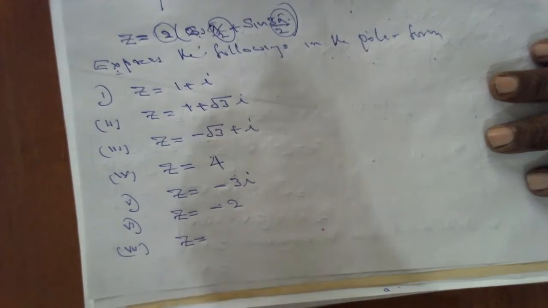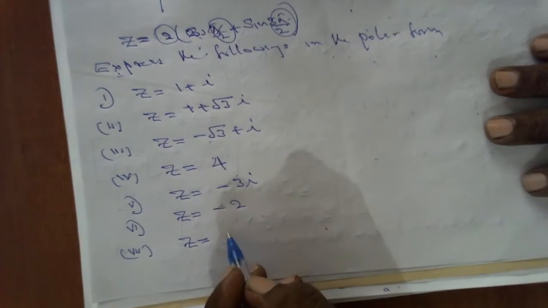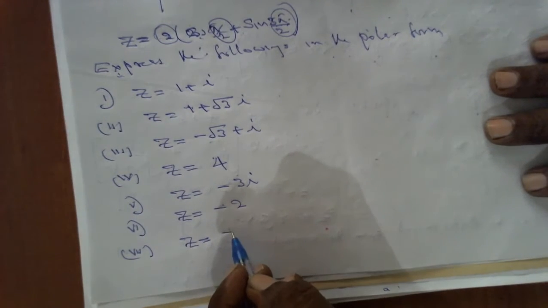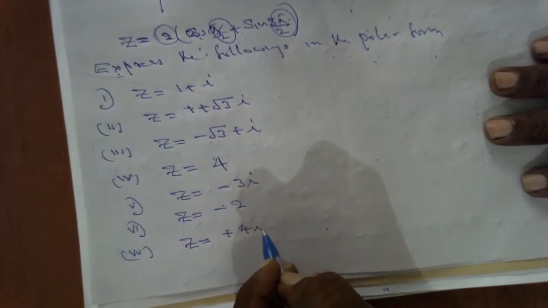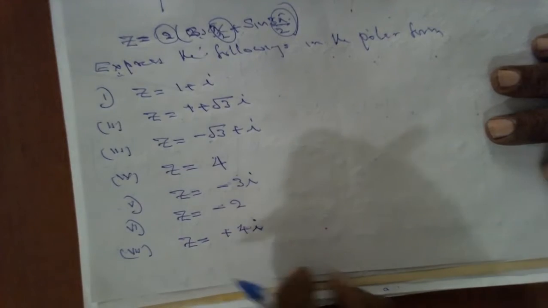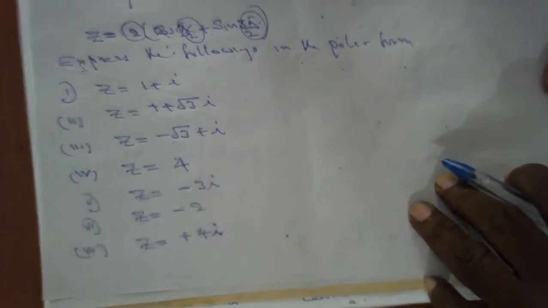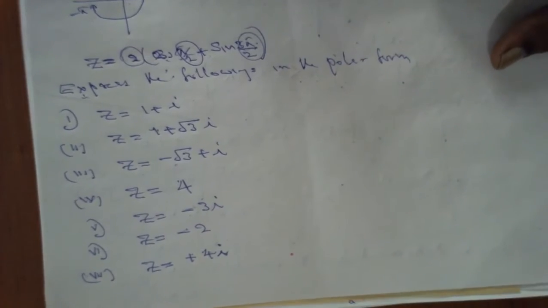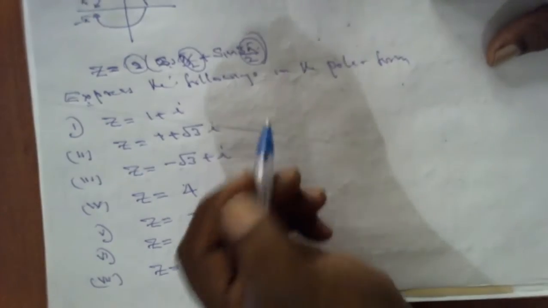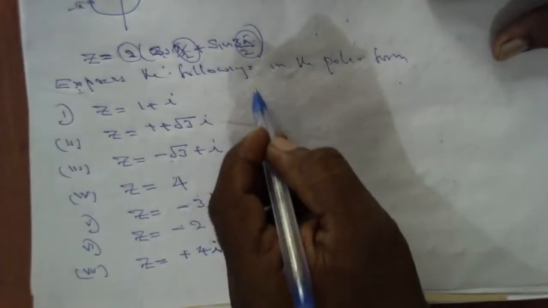C equals ... plus 4i. How do you express this in polar form? These complex numbers, how do you express them in polar form? Let's see one by one.